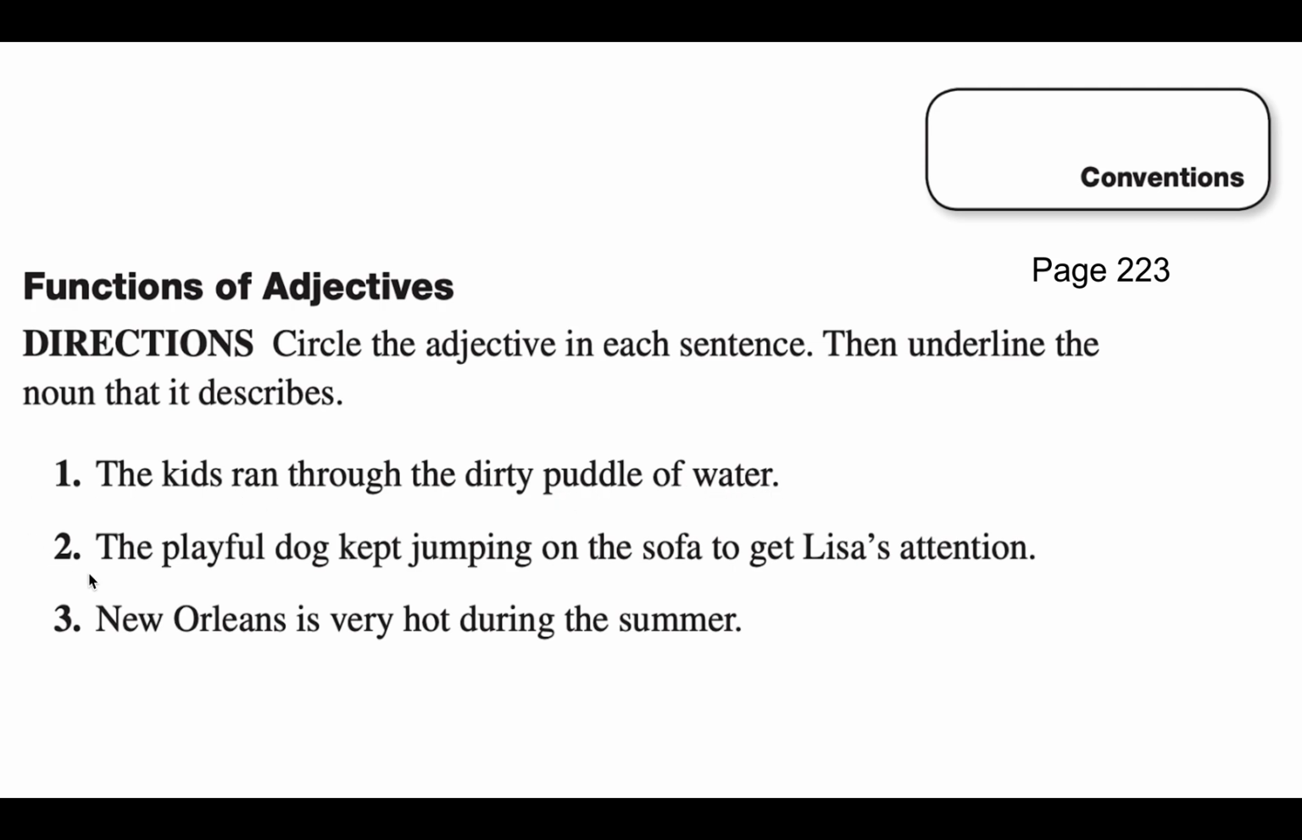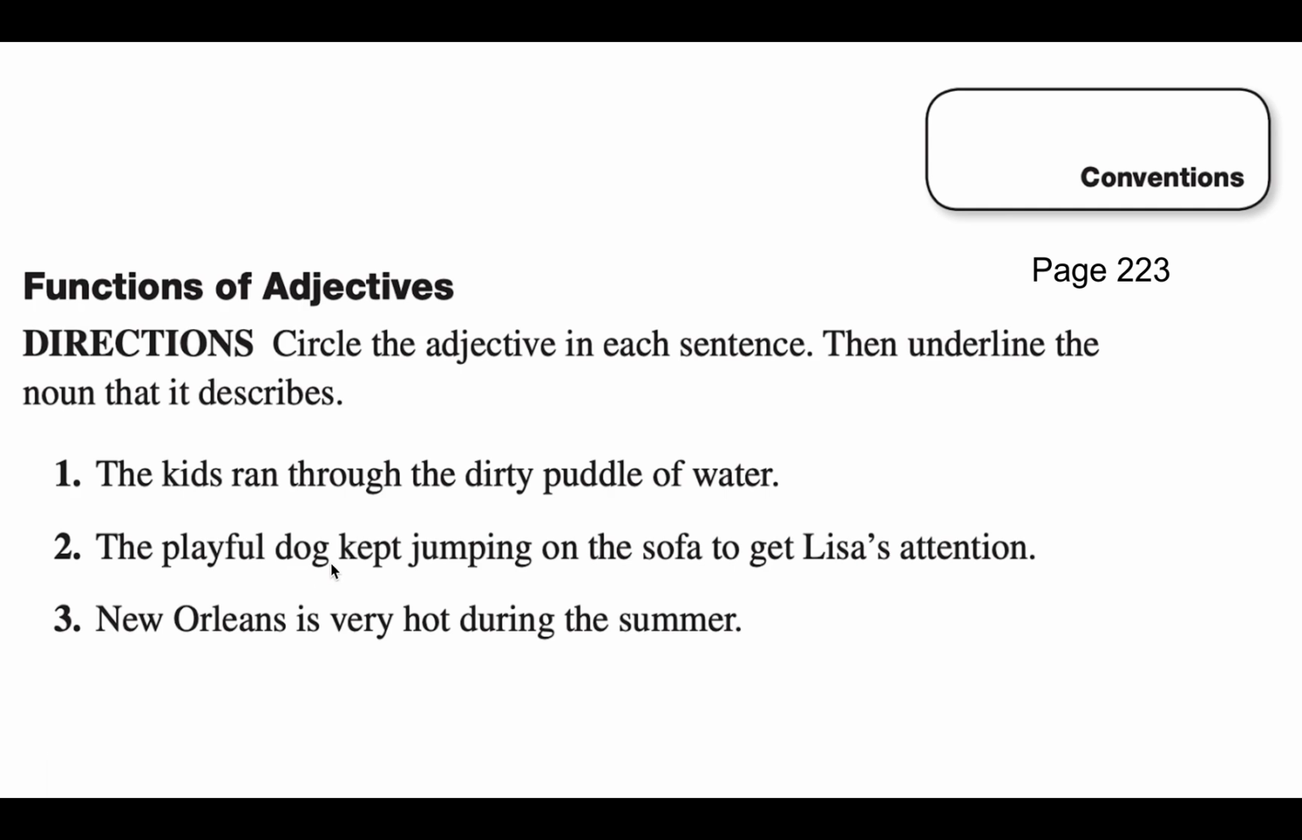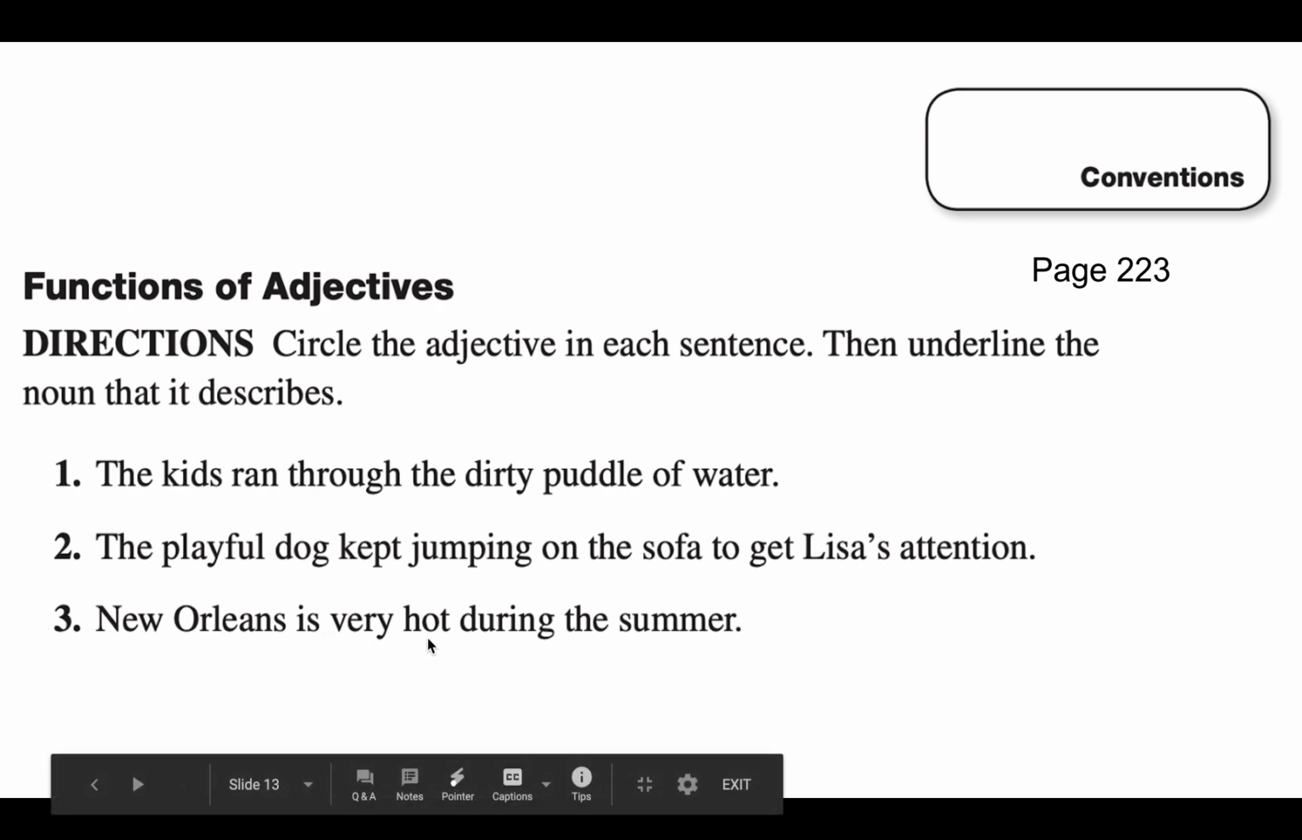Number 2 says, the playful dog kept jumping on the sofa to get Lisa's attention. Okay, so again, I'm looking at my noun, which would be dog. I need to circle the adjective that describes it. Usually the adjective comes right before the noun it's describing, so here I would have playful. Okay, number 3, you're going to try on your own. New Orleans is very hot during the summer.